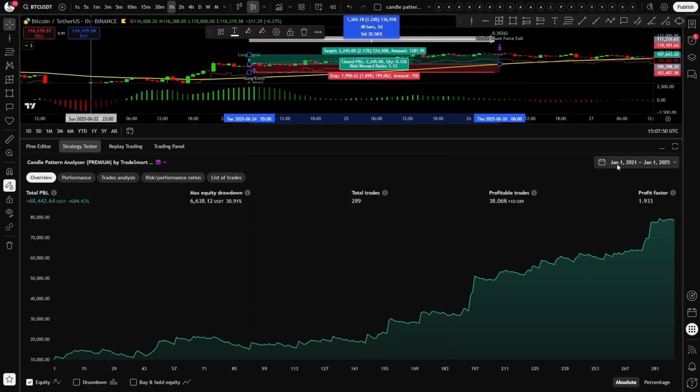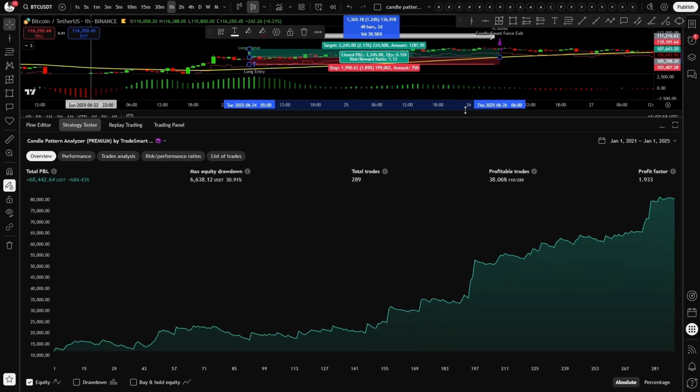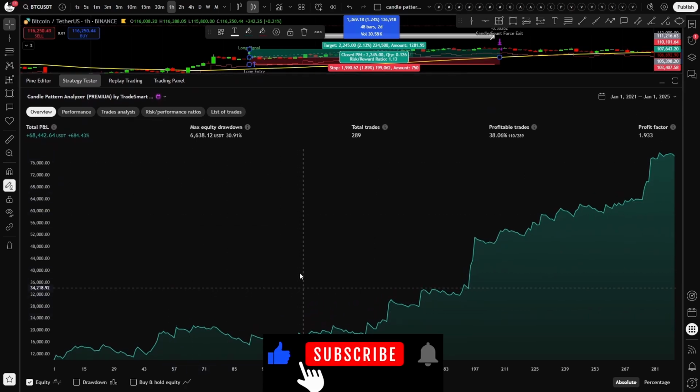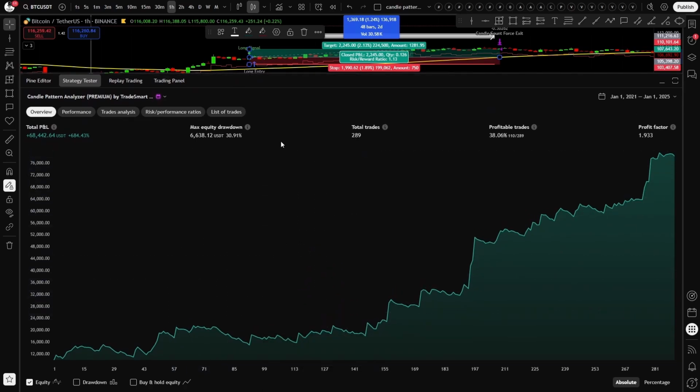Okay, the strategy was optimized from the 1st of January 2021 till the 1st of January 2025, and here you can see the backtest results. During these 4 years, the strategy took 289 trades, generated 680% net profit with a 31% maximum drawdown, and a 1.93 profit factor.